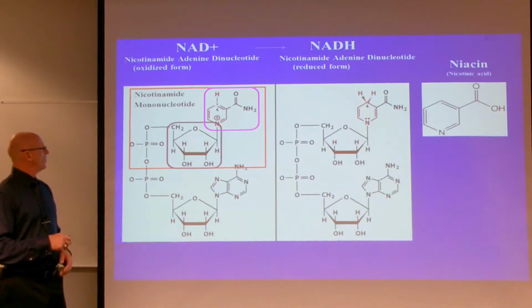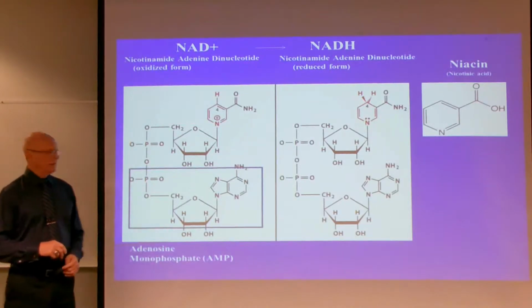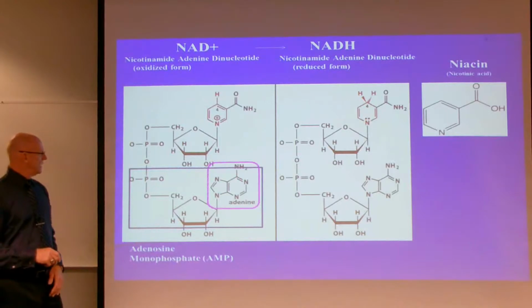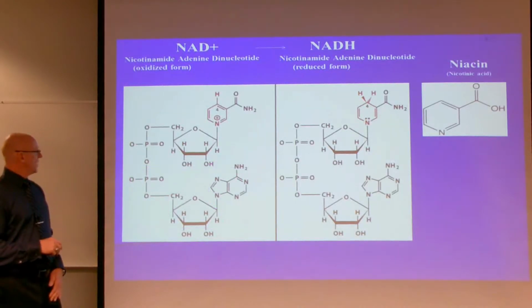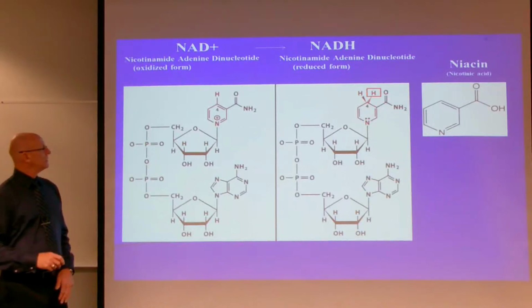And here is the 5-carbon sugar base and its phosphate. Now this is the other nucleotide, and this is adenine. This is the ribose sugar and its phosphate. And again, this is where it is reduced right there.